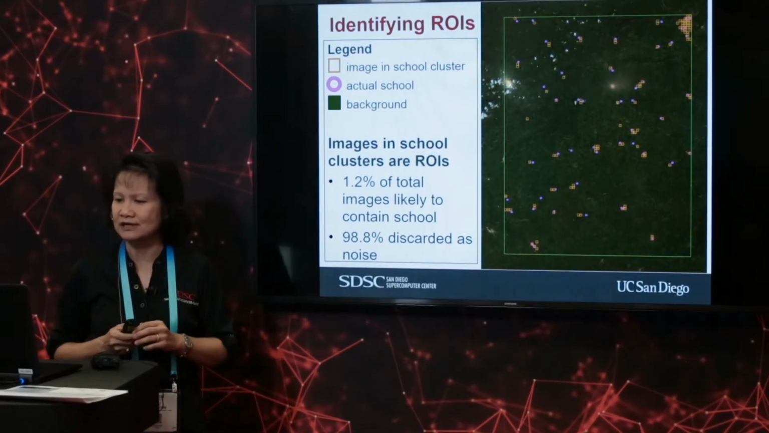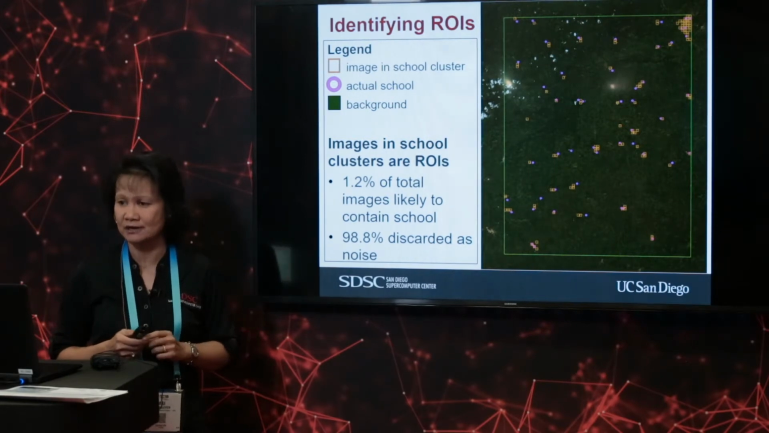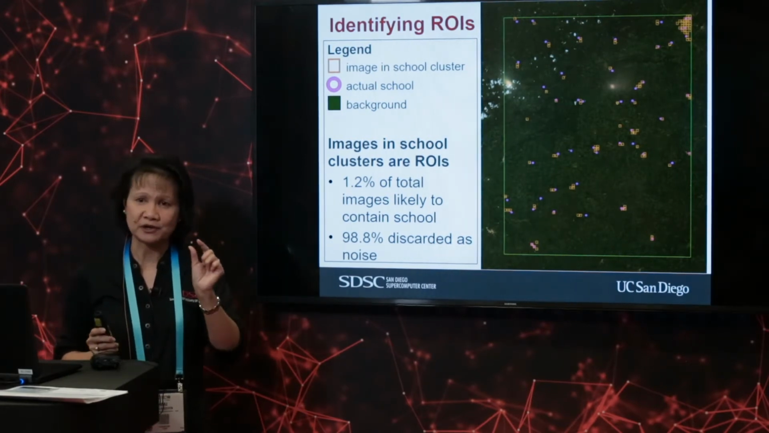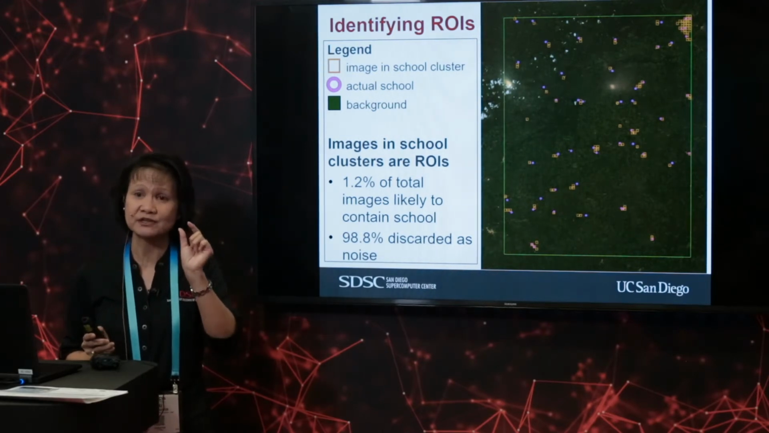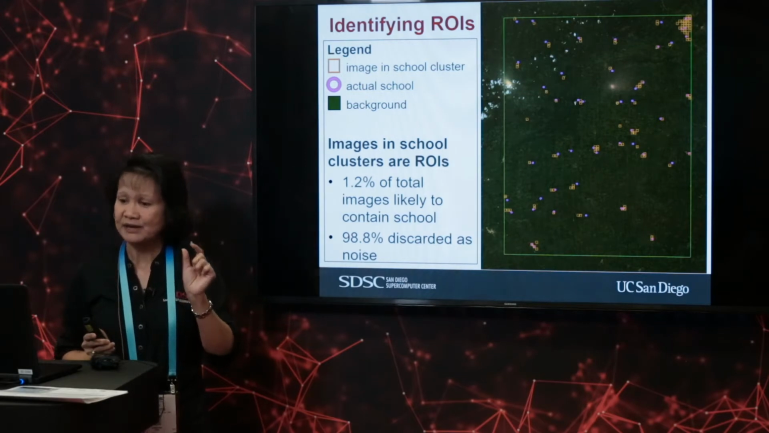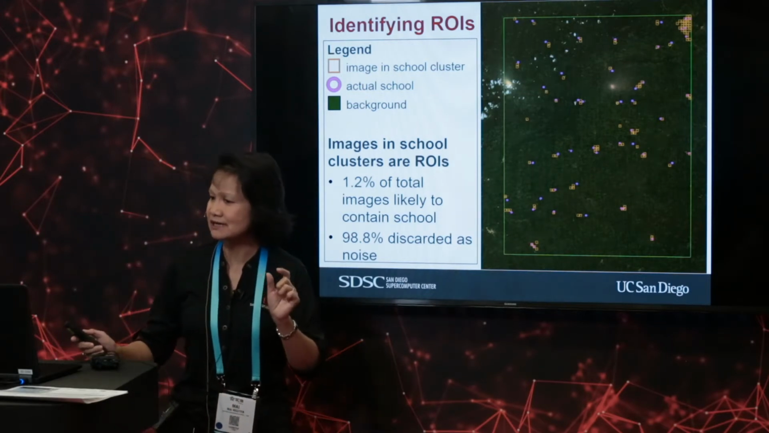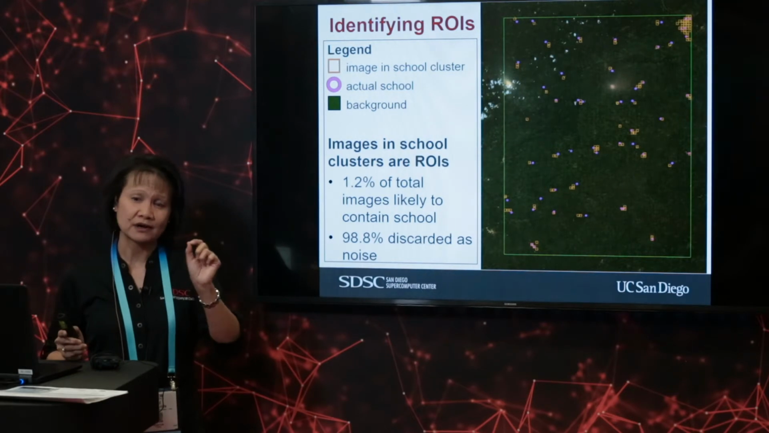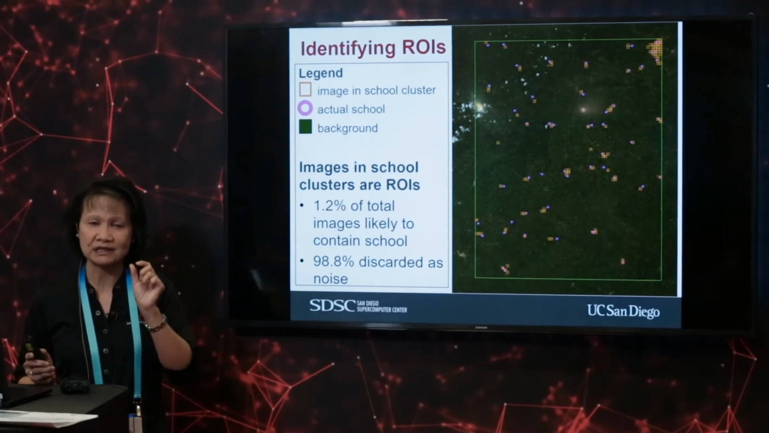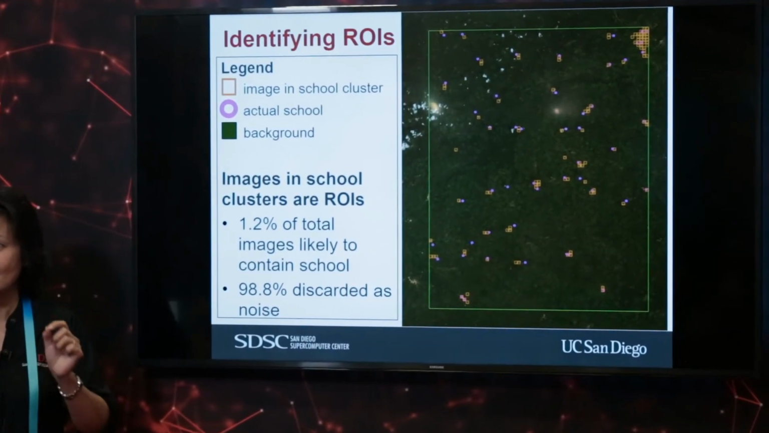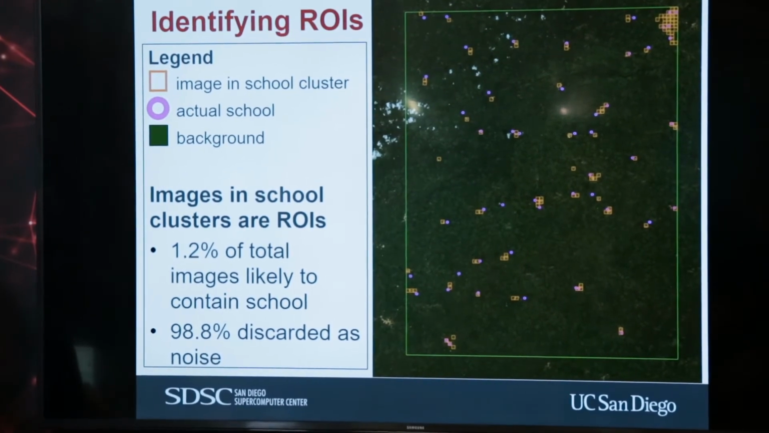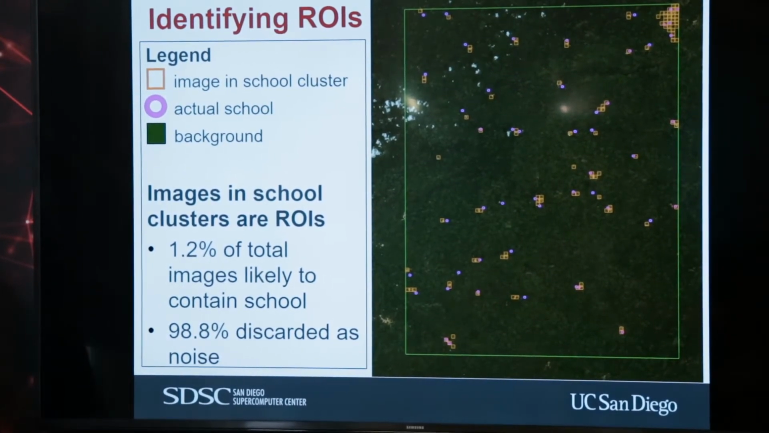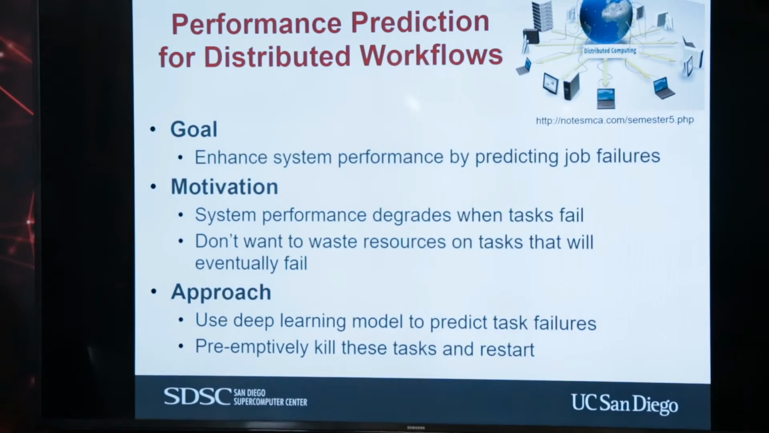So what we see here is this is the area that we analyzed in Liberia. The orange squares, each square is an image tile, and all of the orange squares are images from the school cluster. And the pink circles are the actual schools. So what we're seeing here is that the areas where the system thinks that there are schools make up only a little bit more than 1% of all of the images. And so almost 99% of the scene can be discarded as noise. So it's a very effective way for identifying ROIs.